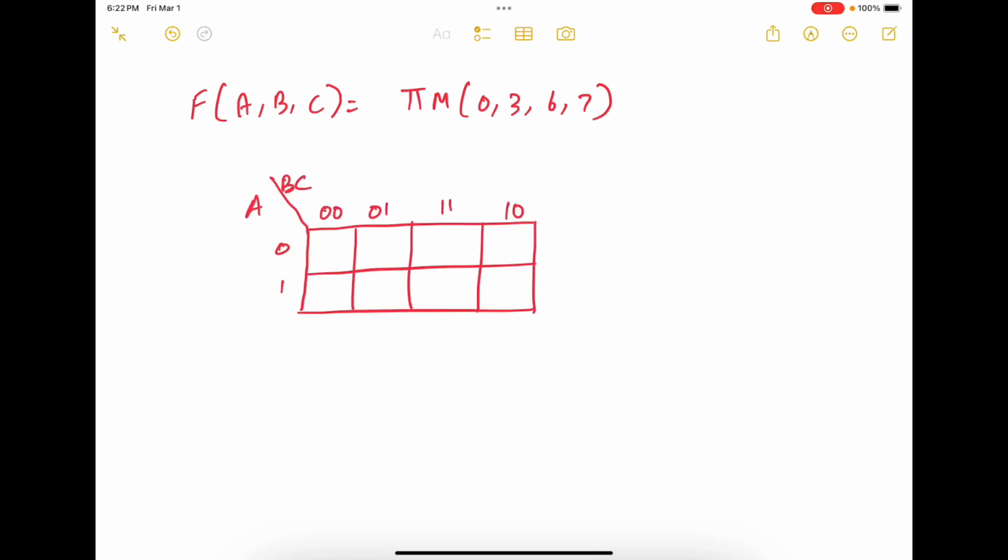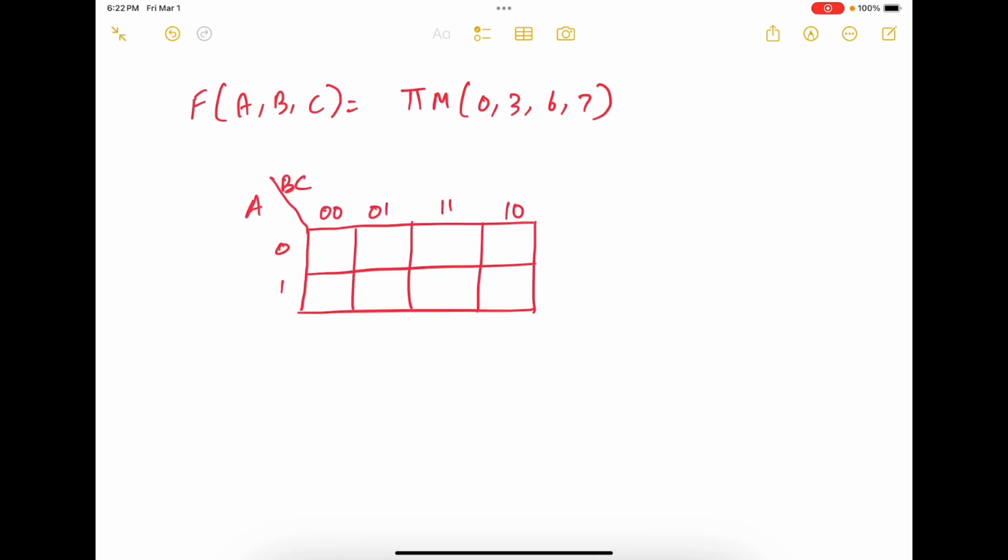Let us now look at how to use K-map for max terms. So you're given a Boolean expression as f of ABC equals max terms 0, 3, 6, 7, and you're asked to find the minimal equation. Draw the K-map. It's a 3-input K-map.